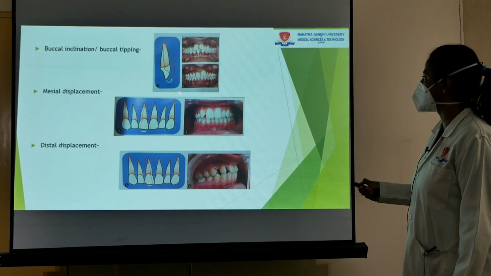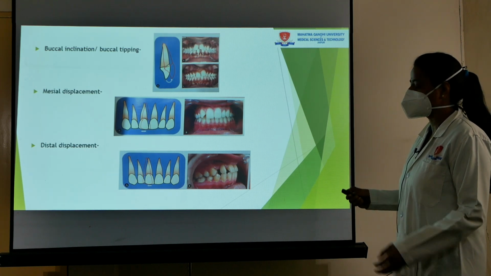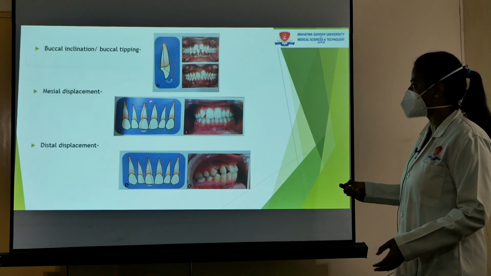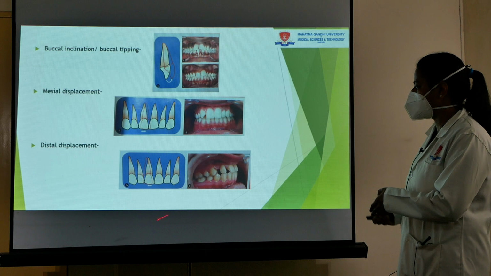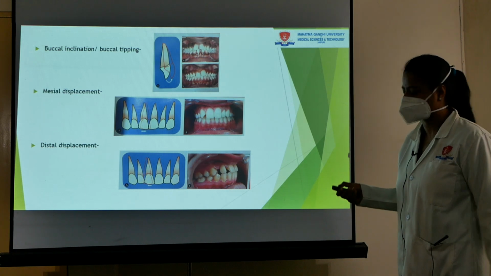Similarly, if the crown is more buccally placed compared to its root, it is buccal inclination. Mesial placement means the complete tooth is placed mesially, then it is called mesial placement. And distal placement means the tooth crown and root are completely placed distally, then it is called distal displacement.